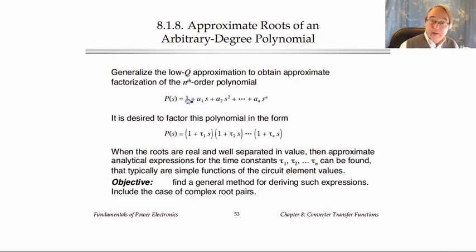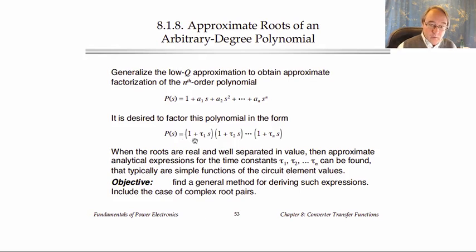So we have an nth-order polynomial here, P of s, with coefficients a1 through an. And what we would like to do is to factor it into roots in this form. So the taus essentially are the roots. And under the case that the roots are real and well separated in value, then we're going to find some simple ways to do this. We'll also look at some special cases, for example, when we have two roots that are near each other, and where we need to leave the roots in complex form.